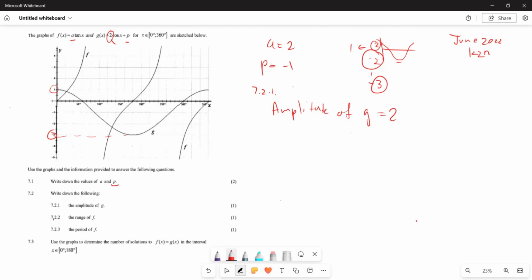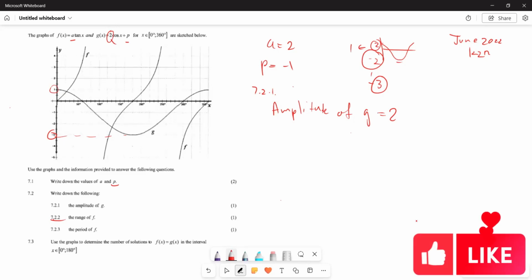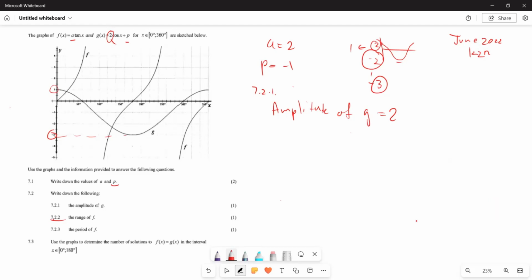For 7.2.2, they want us to look at the range of the graph of f. What is going to be the range of this particular graph of f? In simple terms, you know that the range is all possible y values.